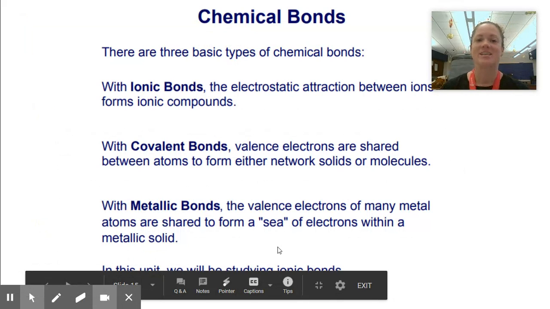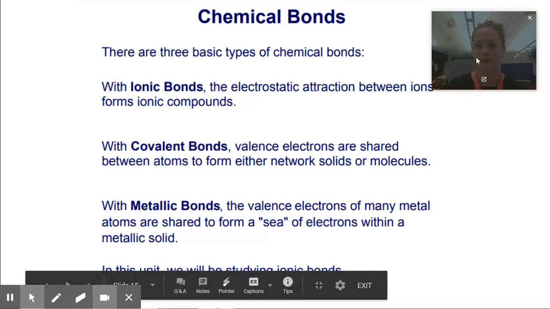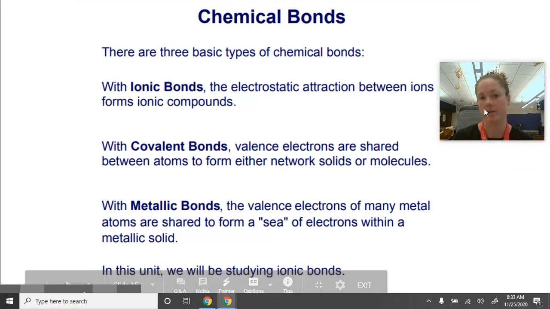All right. So chemical bonds. There are three types of basic chemical bonds. We are only going to learn about two of them. So an ionic bond, a covalent bond, and a metallic bond. So ionic bonds are between ions, and they form ionic bonds, obviously.